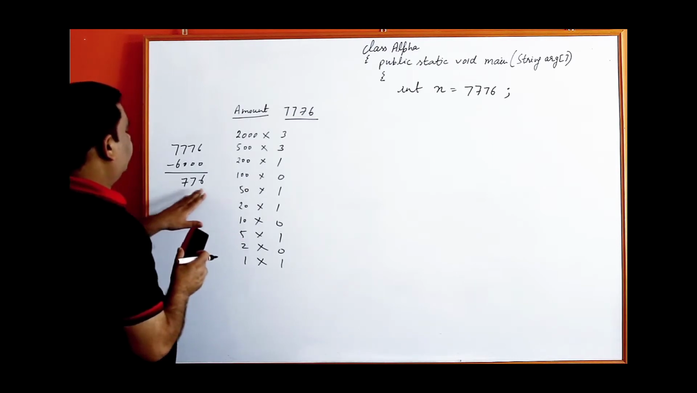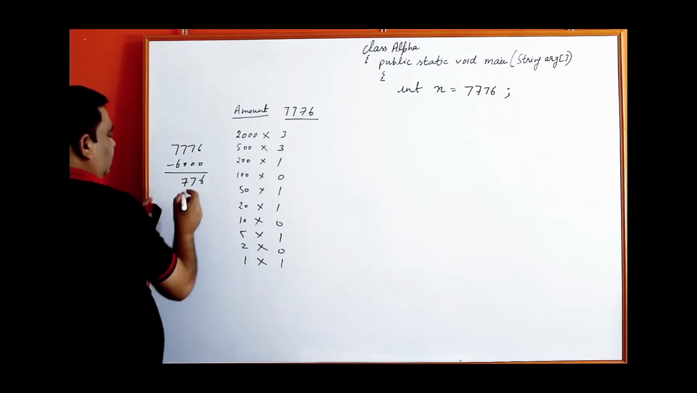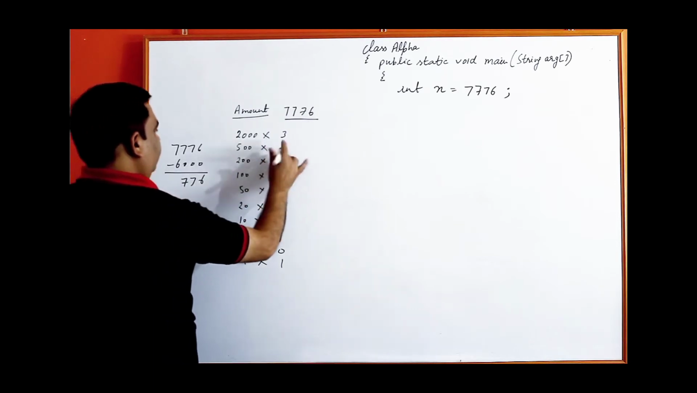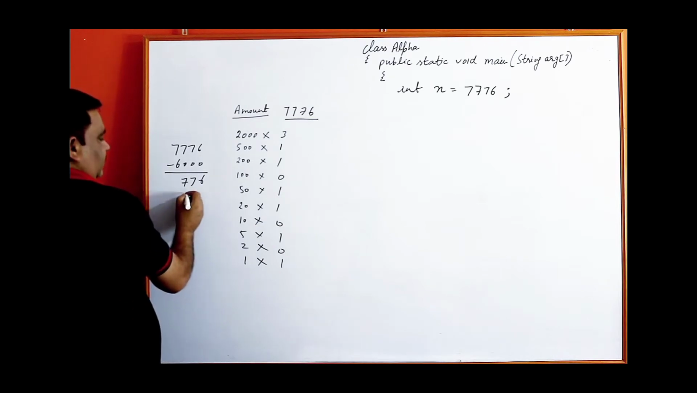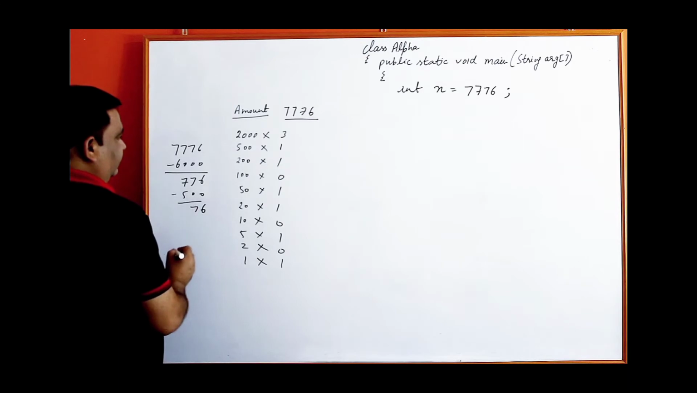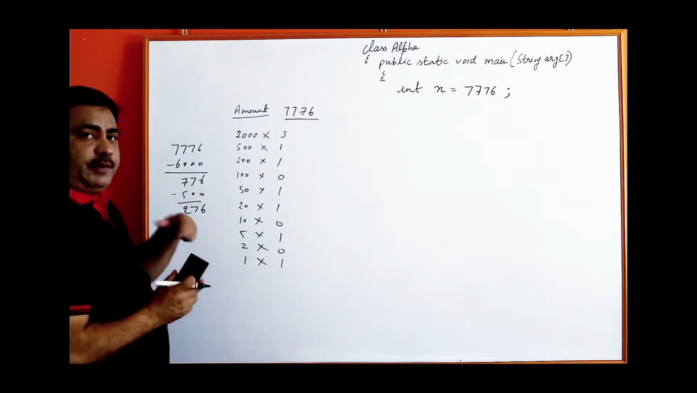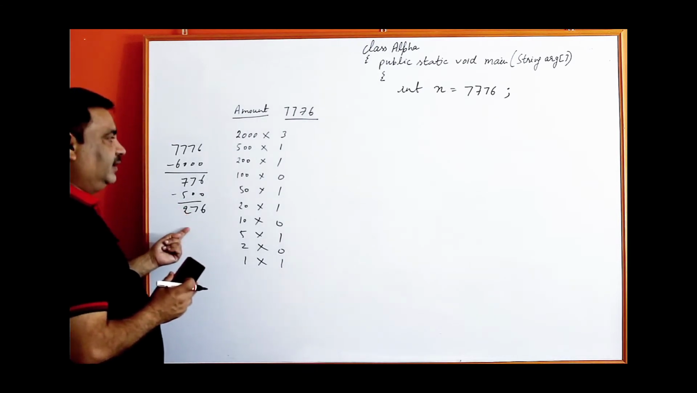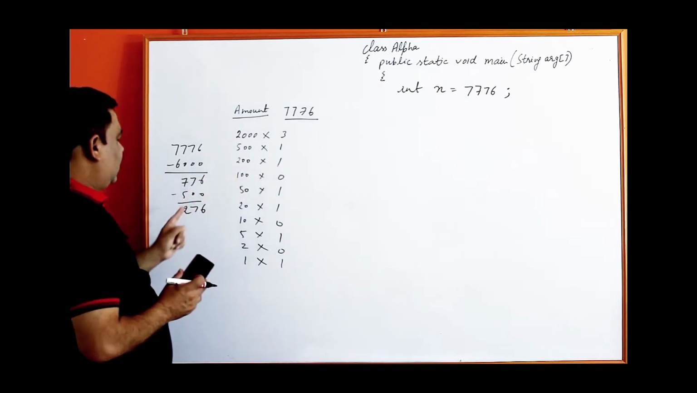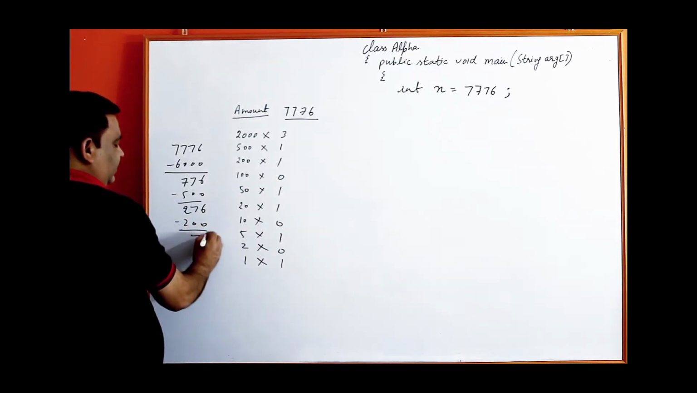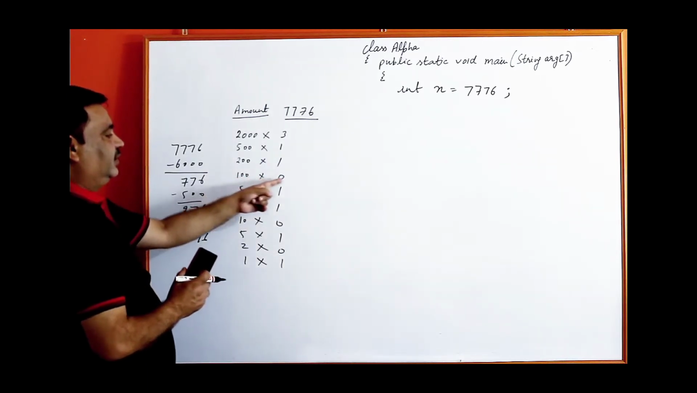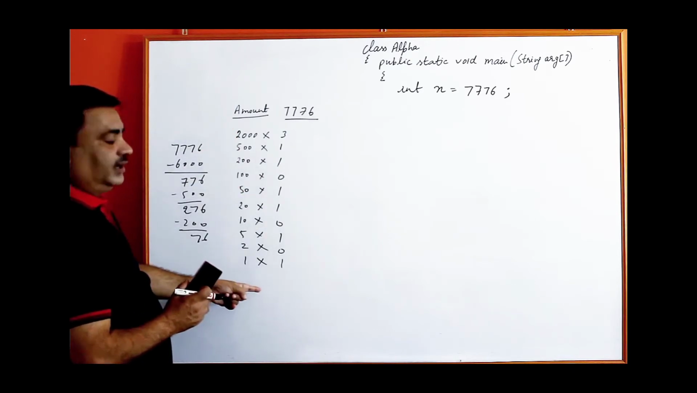How many 500 rupees notes are there? So only one note is here, 500 rupees. So subtract 500, get 276. How many 200 rupees notes are there? Then 1. How many 100 rupees notes are there? So 276 minus 200, you will get 76. So no 100 rupees note, 100 is 0. So this way you have to print the currency.